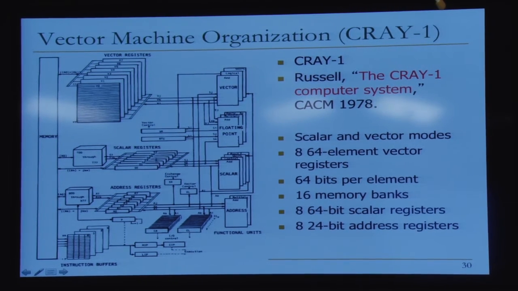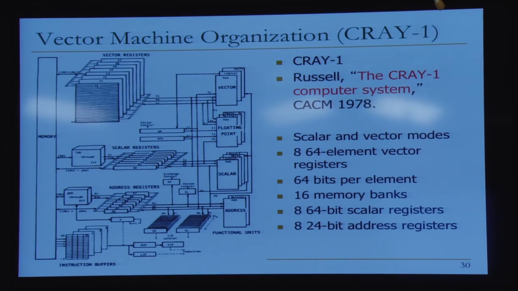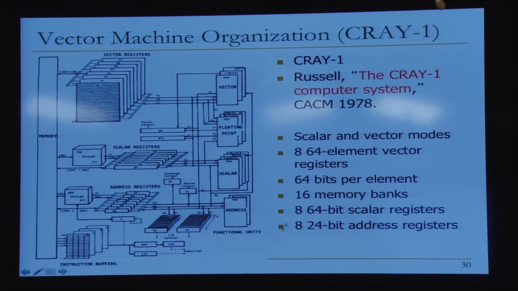In the end, the scalar part of your machine forms your bottleneck, because you may not be able to vectorize your code. Not all of the operations in a program may be vectorizable, and we'll get to that.